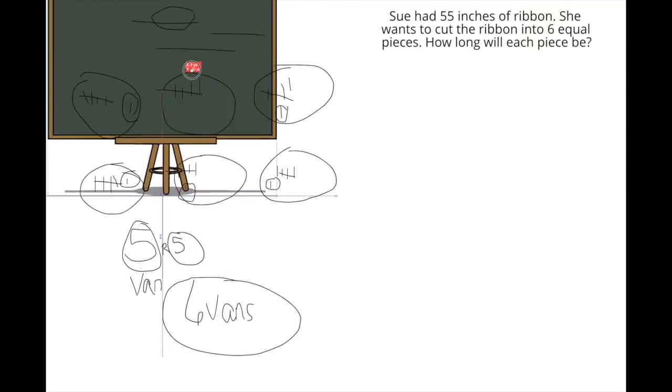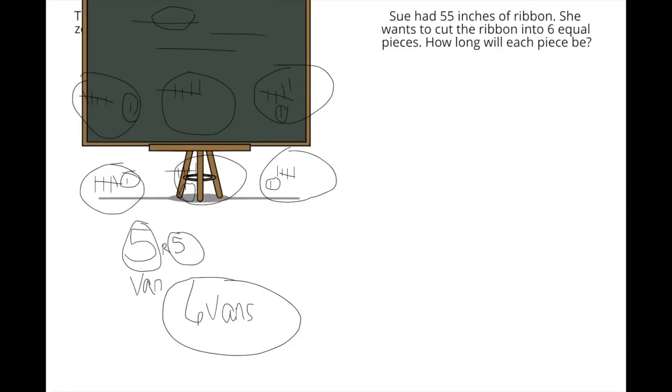All right, so our next example is it says Sue had 55 inches of ribbon. She wants to cut the ribbon into 6 equal pieces. How long will each piece be? So instead of drawing out circles for this one, I want for you to think 6 times what is close to 55 but not more than 55. Pause this video and go ahead and solve.